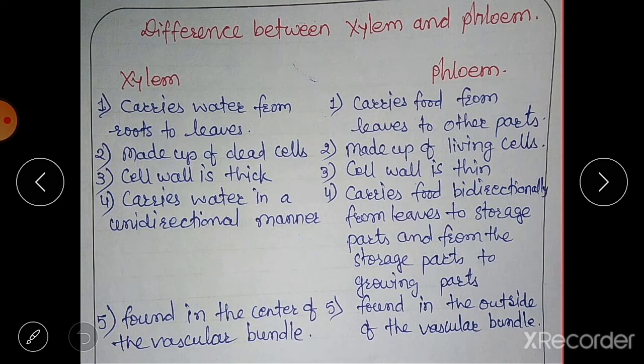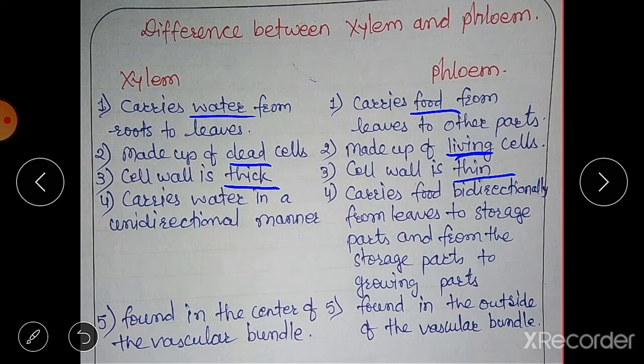Then what is the difference between xylem and phloem? As they both have different functions, they have some differences between them. Xylem carries water from roots to the leaves, while phloem carries food from leaves to the other parts of the plant. Xylem tissue is made up of dead cells, while phloem tissue has living cells. Then the cell wall of xylem tissue is thick, while the cell wall in phloem tissue cells is thin.